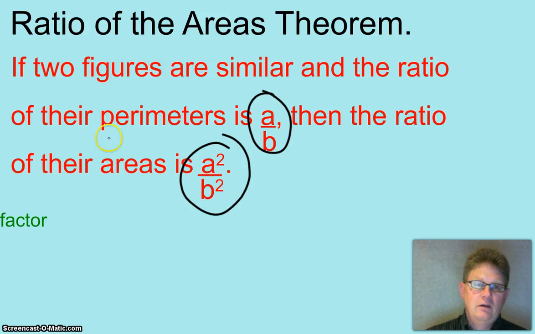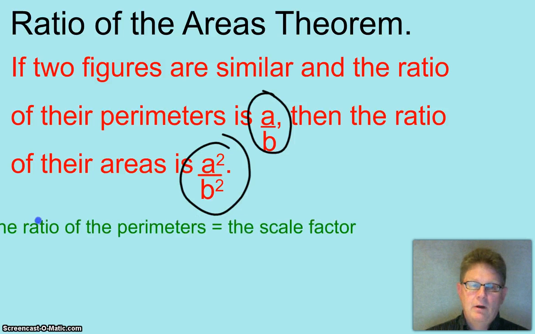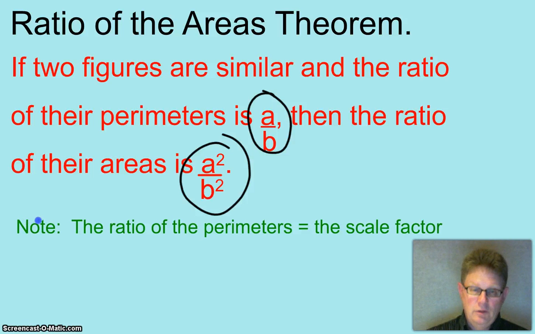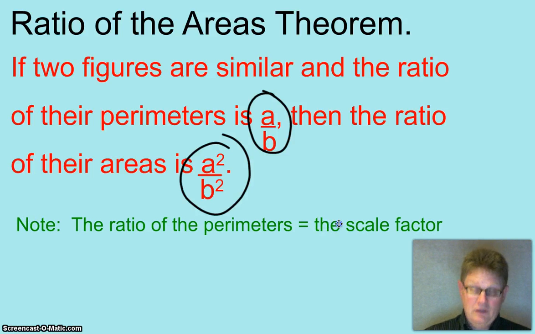Just as a side note, remember that the ratio of the perimeters is the same thing as the scale factor, and it's also the same thing as the ratio of corresponding sides.